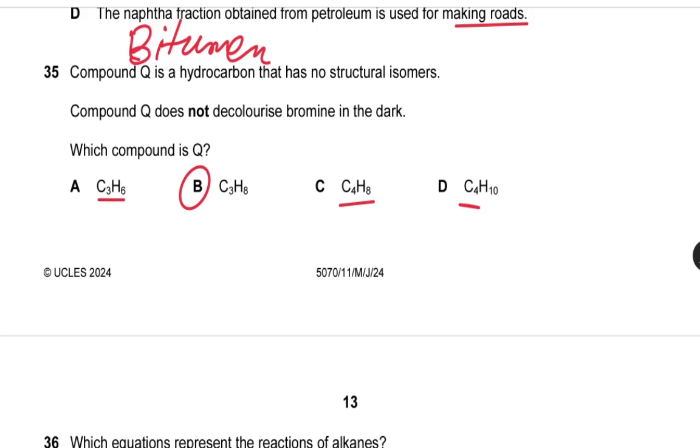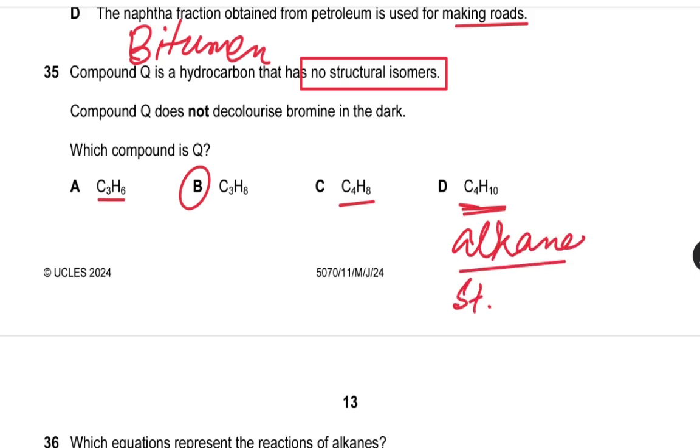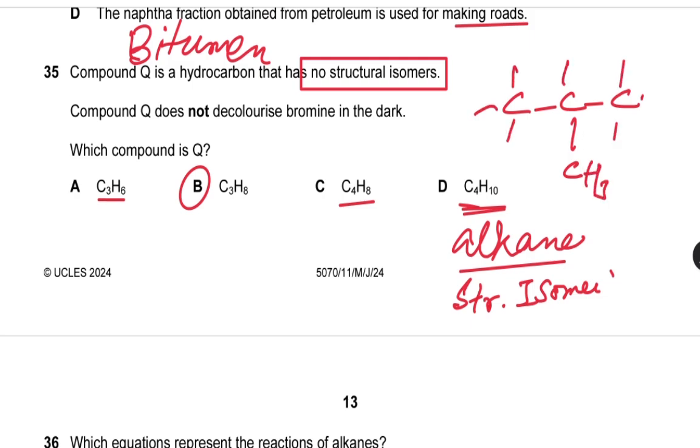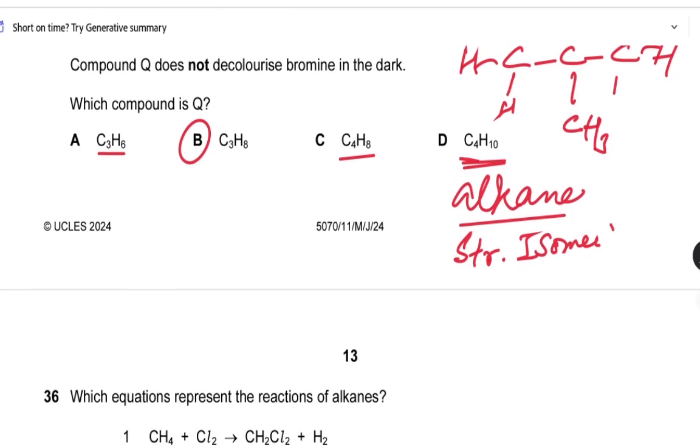But the question is: compound Q is a hydrocarbon that has no structural isomer, but this one is an alkane and it does have a structural isomer. Butane has a structural isomer. 1, 2, 3 carbon atoms, with CH3 here. So 2-methylpropane is the structural isomer.